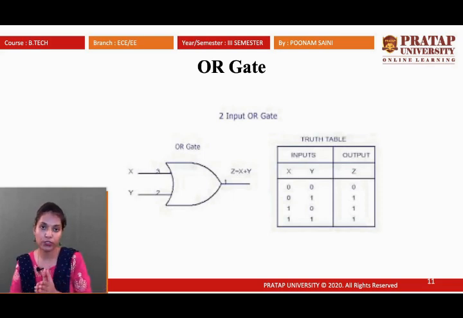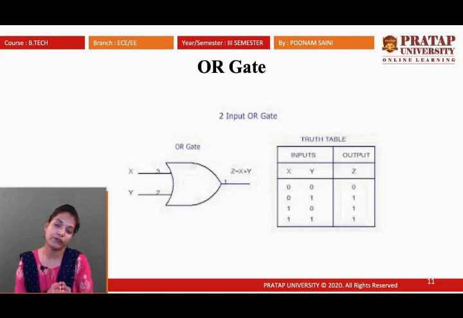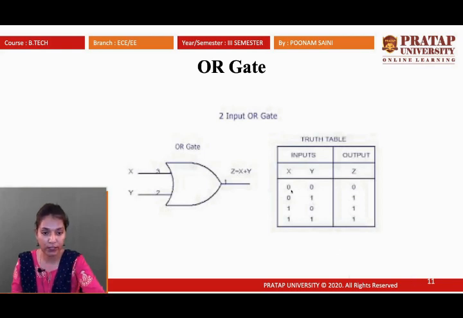So we can conclude for the OR gate, if any of the inputs is high, then the output should be high. If X is 0 and Y is 0, no input is high, so the output is 0, low. If X is 0 and Y is 1, Y input is high, so output should be high. If X is 1 and Y is 0, X input is high, so output is 1. If X is 1 and Y is 1, both inputs are high, so output is also high.